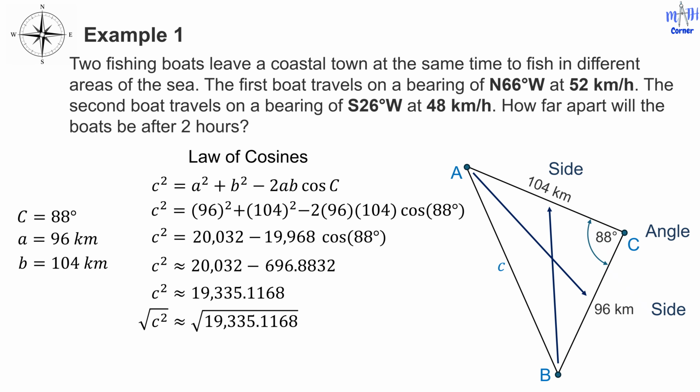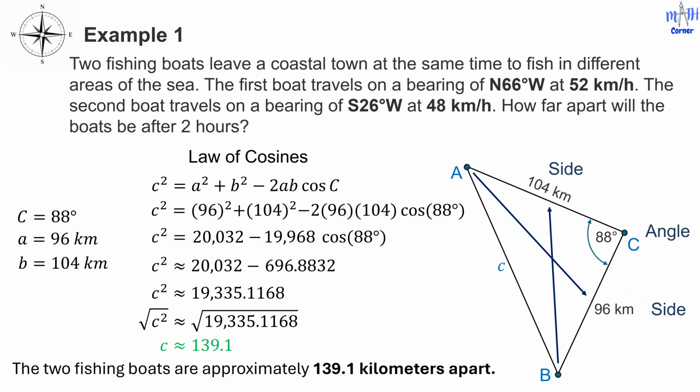To find the value of C, take the square root of both sides. Square root of C squared is C. Square root of 19,335.1168 is approximately equal to 139.1. For the final answer, the two fishing boats are approximately 139.1 kilometers apart after 2 hours.